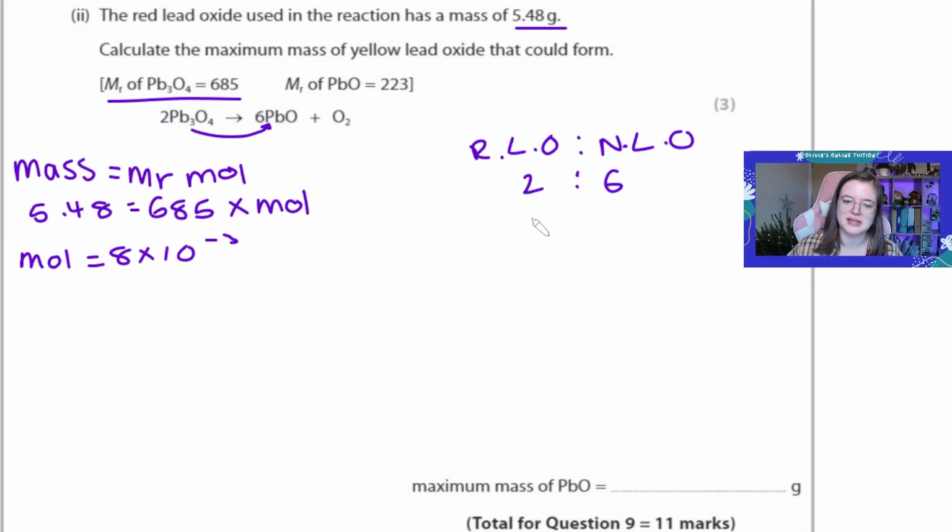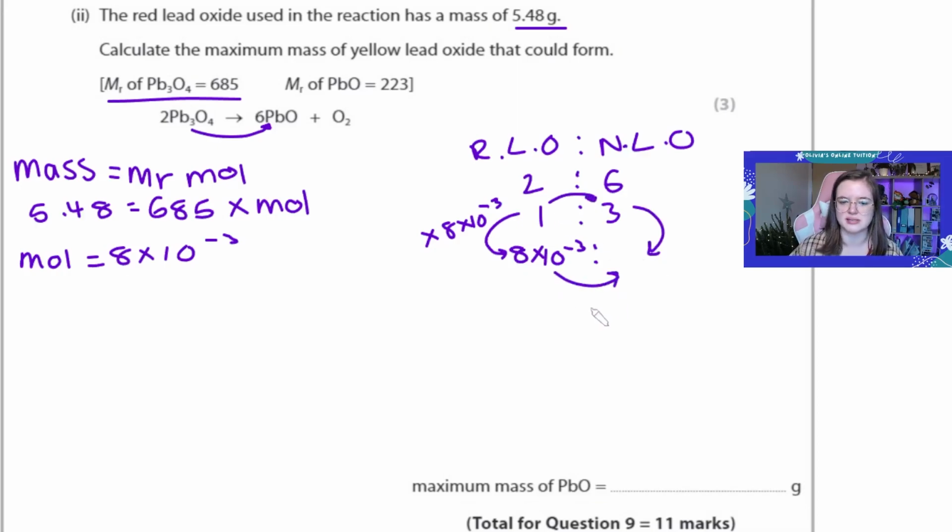Then I'm going to simplify this because I might as well, to make it 1 to 3, just halve both the numbers. And then I know that this one, the red one, is 8 times 10 to the power of minus 3. Means that if I times that by 8 times 10 to the minus 3, that'll get me from 1 to that. Then we're going to do the same thing here, because that's times 3, therefore this is times 3, right? So that times 3 is 0.024.